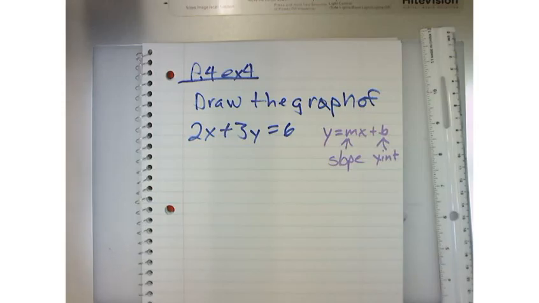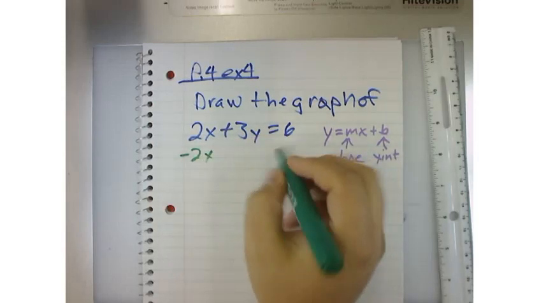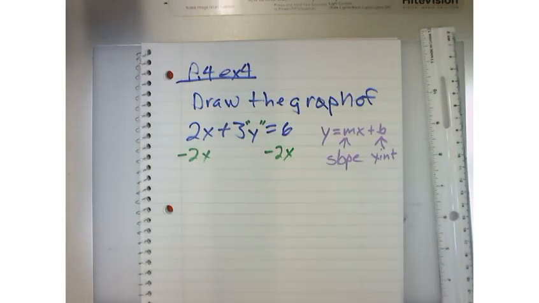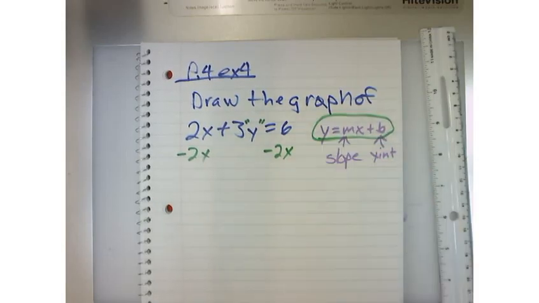Yes? Get y by itself. Good job. Okay. So now what we want to do is get y by itself. So we're going to subtract 2x from both sides. So we're going to solve for y, basically. And when we solve for y, it will look like this: y equals mx plus b, if we do it right.